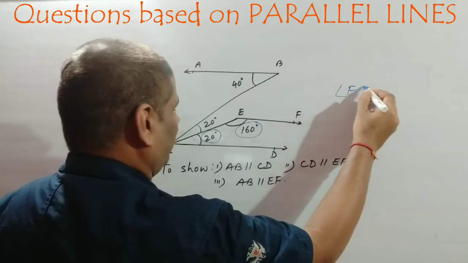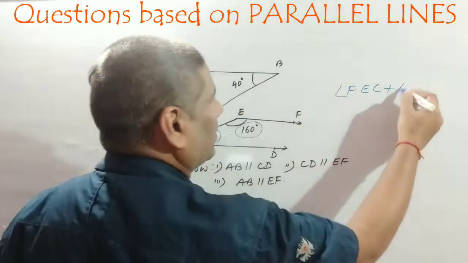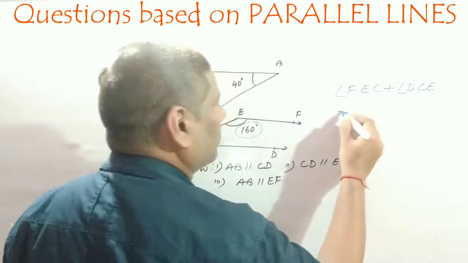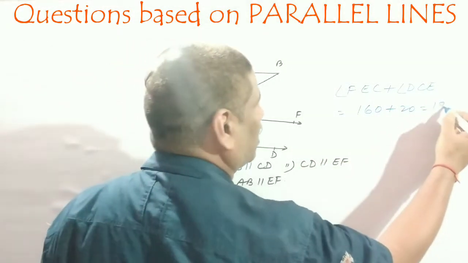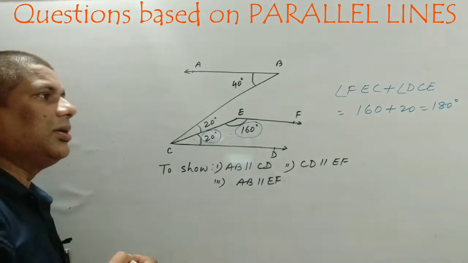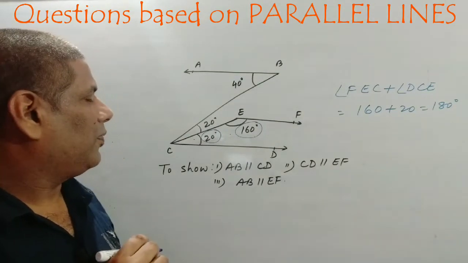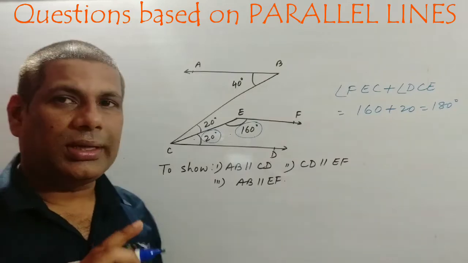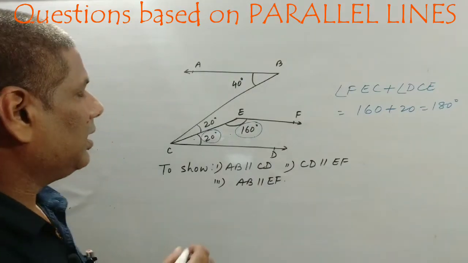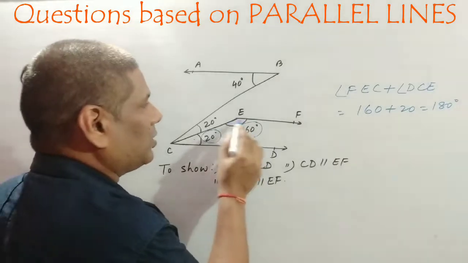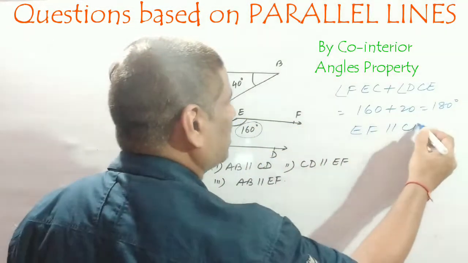Angle FEC plus angle DCE both make 160 plus 20, that is 180 degrees. And we have already studied that if two angles make a sum of 180 degrees and both are on the interior of parallel lines and on the same side of the transversal, then the lines are parallel. So this line will be parallel, EF will be parallel to CD.